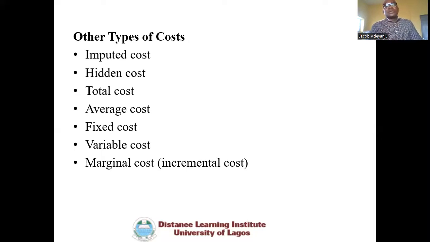Supposing when you are coming to school to receive lectures in the university, you meet a friend of yours in the bus, and you have to pay his transport fare and even buy a bottle of water for this friend. If you are asked to calculate the cost of obtaining that level of education, you may not remember to include that in the calculation of the cost. That is why it is called hidden cost. We have other costs like total cost, average cost, fixed cost, variable cost, marginal cost, and so on and so forth. Details of these are contained in your module.